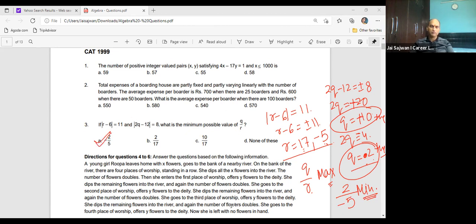Is it fine, everyone? Is that clear? Why negative? In any case, negative is lesser than a positive value. So we'll go ahead with this one.